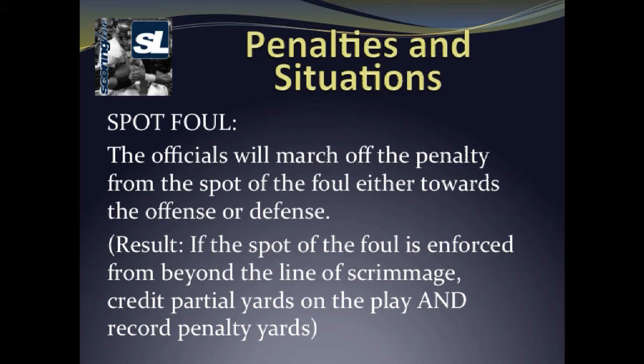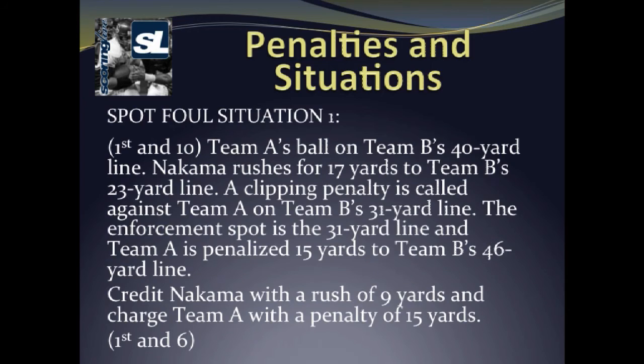Spot foul situation number 1. It's 1st and 10. Team A's ball on Team B's 40-yard line. Nakama rushes for 17 yards to Team B's 23-yard line. A clipping penalty is called against Team A. So you see the umpire standing on Team B's 31-yard line, and then he marches 15 yards back to Team B's 46-yard line. Okay, so in this play, how many yards will Nakama get?